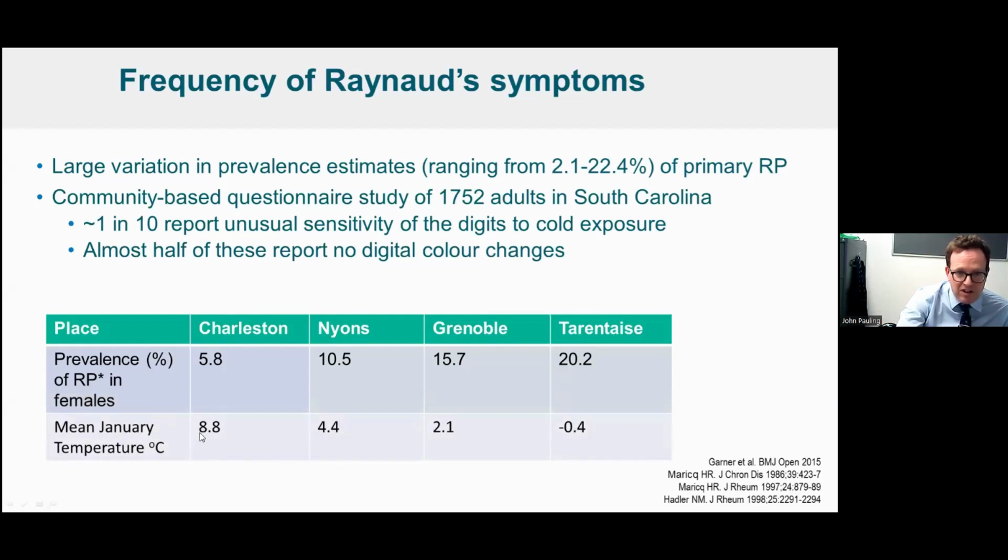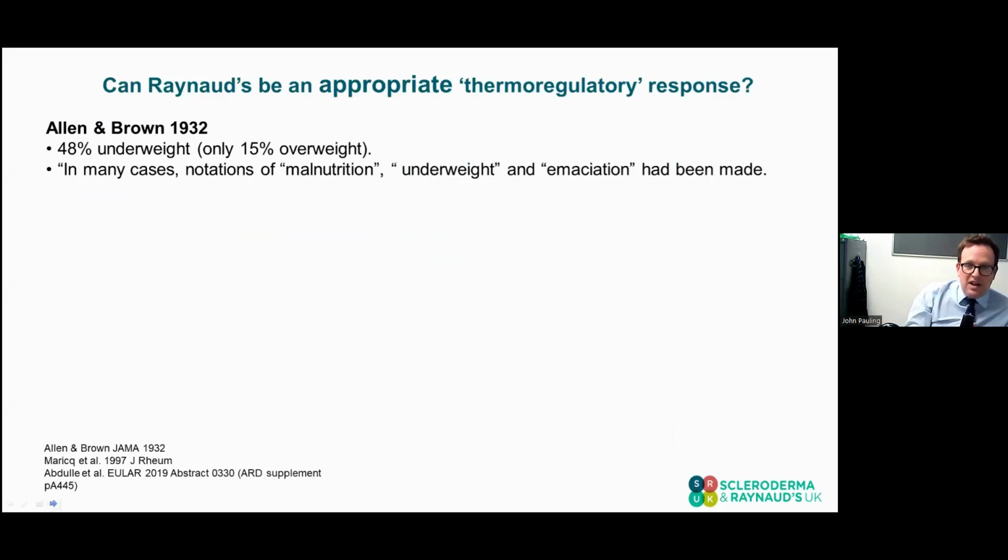And what was interesting is if you look at the mean temperature during January in these groups, you'll find that as the temperature in January gets colder and colder, the prevalence of Raynaud's, the frequency of people experiencing Raynaud's symptoms, goes up within those populations. So it reminds us that in some people at least, their Raynaud's symptoms could be a very appropriate thermoregulatory response and a way in which the body helps maintain a normal temperature.